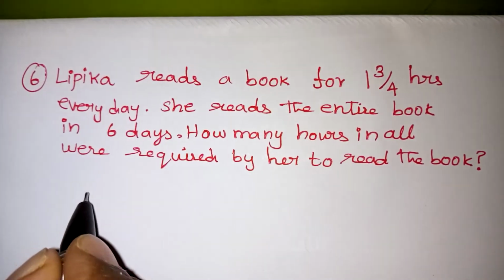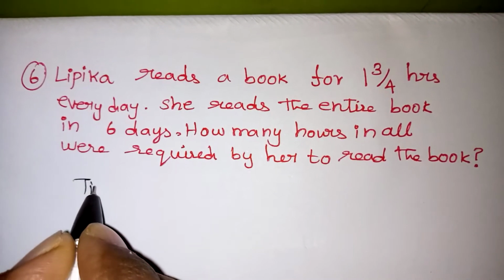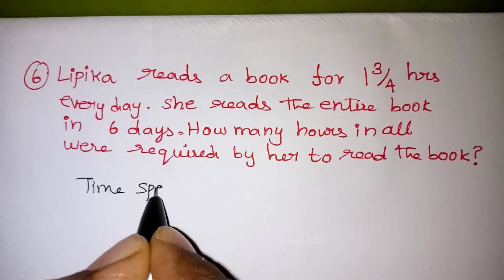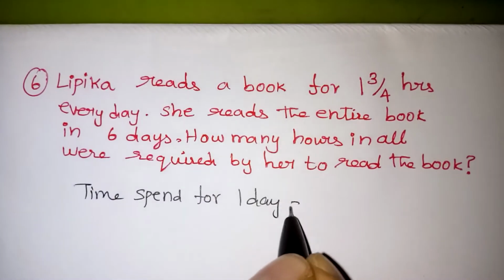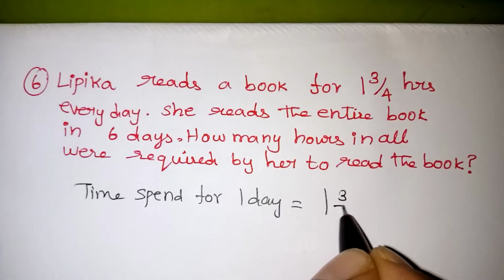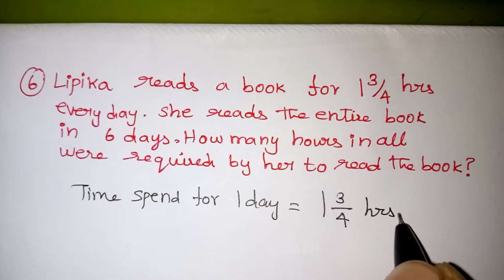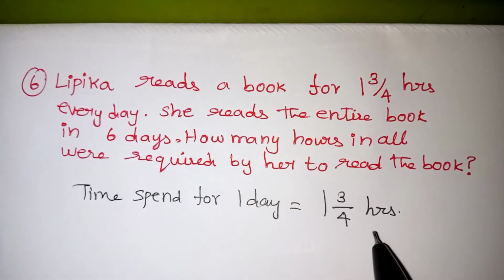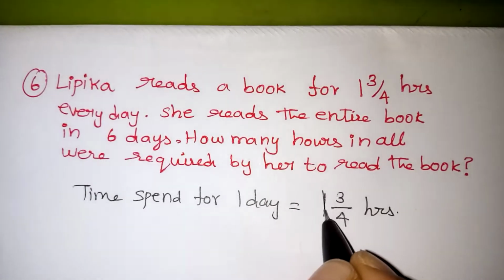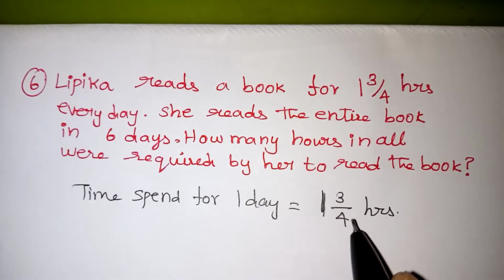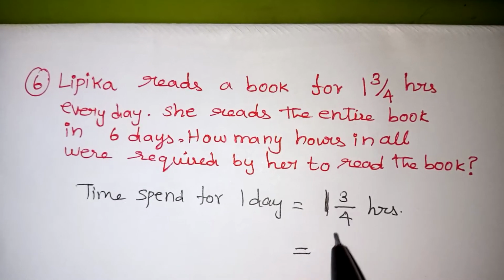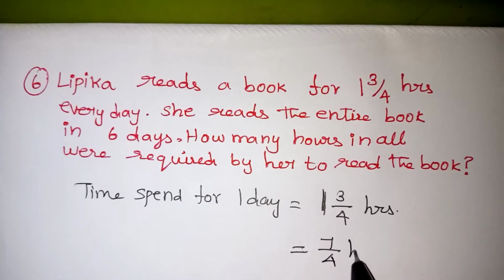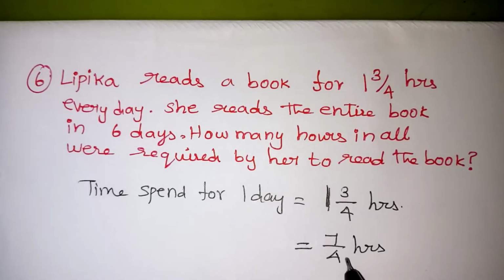So time spent for 1 day is equal to 1 3 by 4 hours. That is given in the question. 1 3 by 4 hours. This is a mixed fraction. So this is 1 3 by 4. Let us make it into improper fraction. 4 ones are 4. 4 plus 3 will be 7 by 4 hours. This is the time she spent in 1 day.